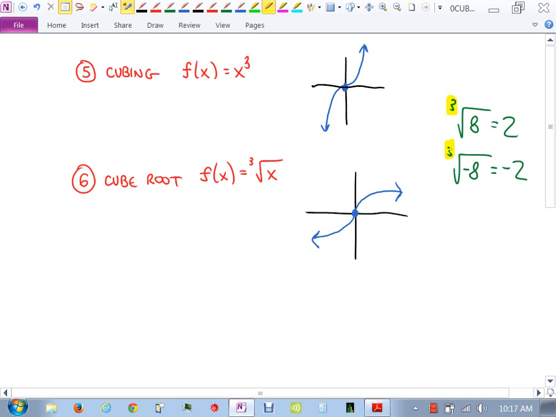All right, so those are the toolbox functions. Now, how are these going to help us here? Well, now we talk about transformations. We're going to have a time to practice today. Transformations.